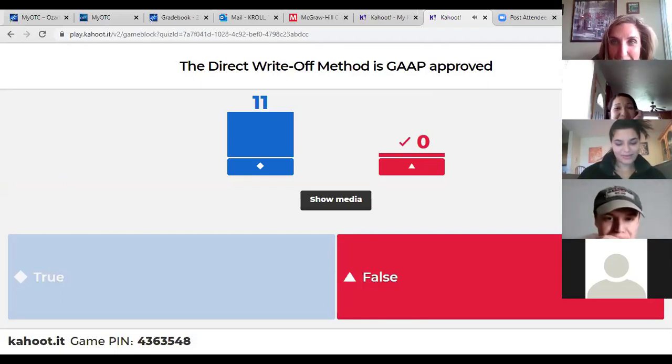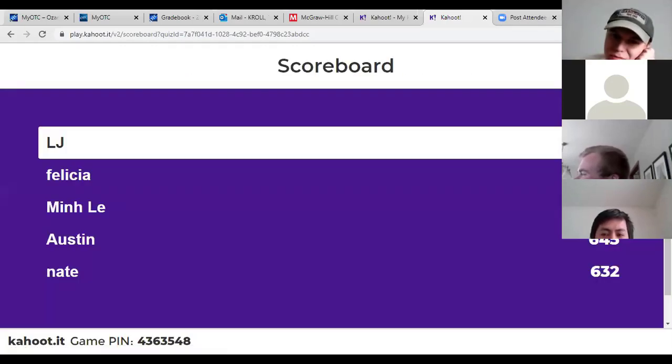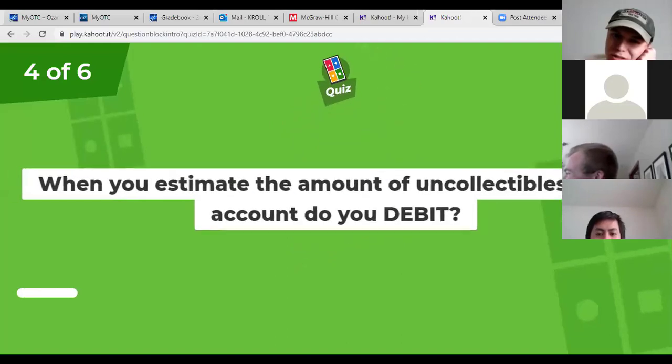Okay, so what is the GAAP approved one called? It starts with an A. It's called the allowance method. The direct write-off method is not GAAP approved. What's the difference? The allowance method is GAAP approved. LJ is still in the lead.